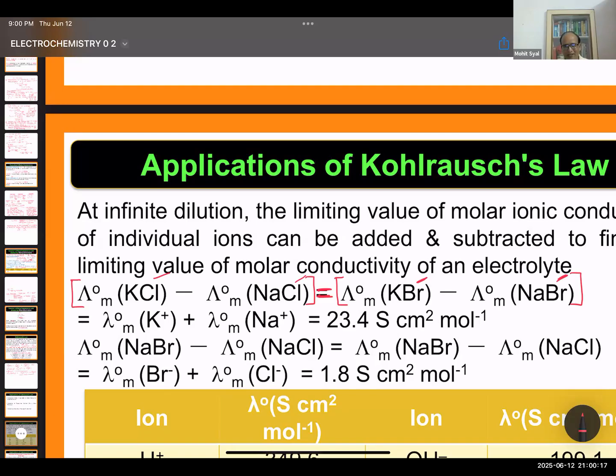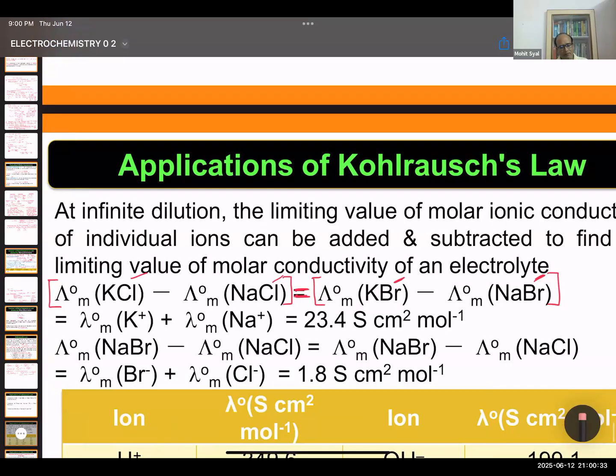I'm not telling that KCl is equal to KBr. Not like that. I'm telling you the difference of the molar conductivities of KCl and NaCl is same as the difference in the limiting value of molar conductivity of KBr and NaBr. How can you prove it? Are you getting my point?